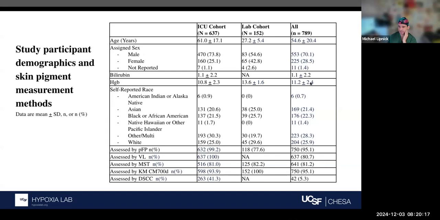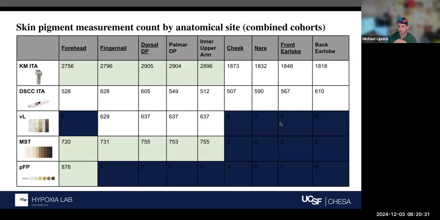This is a breakdown of gender, race, and which scales they were assessed with. Next slide. And on the next slide, it's a bit clearer what we did in each.